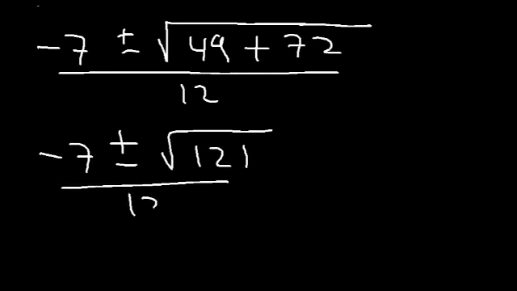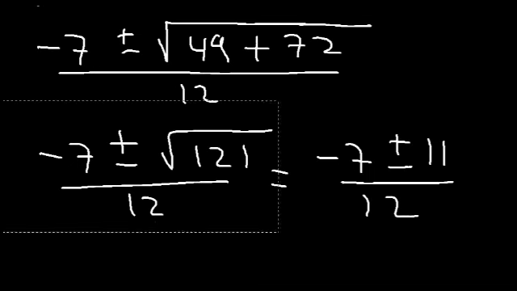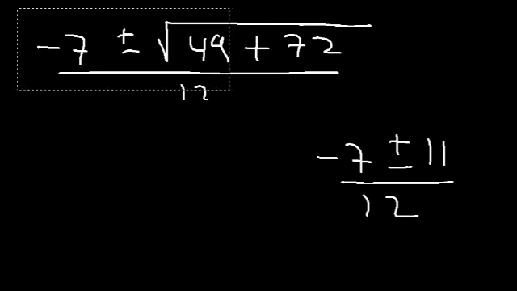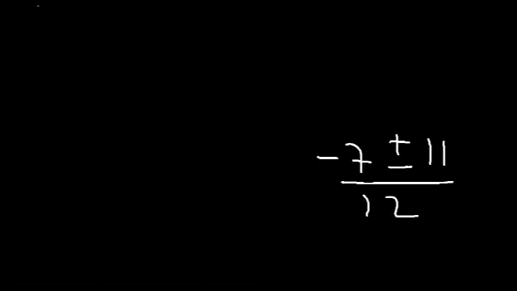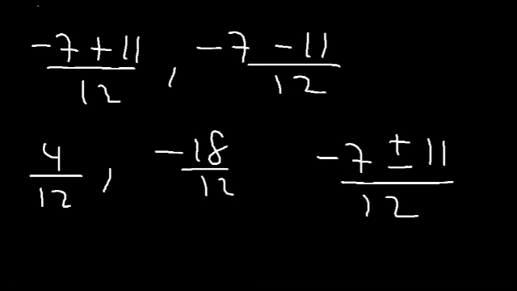The square root of 121 is 11. So it's negative 7 plus or minus 11 divided by 12. So we can separate it into two fractions, negative 7 plus 11 over 12 and negative 7 minus 11 over 12. Negative 7 plus 11, that's 4. Negative 7 minus 11 is negative 18. Now 4 over 12, we can divide both numbers by 4. And so we can reduce it to 1 over 3.